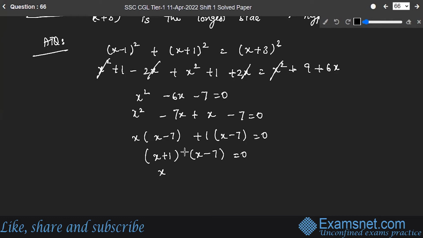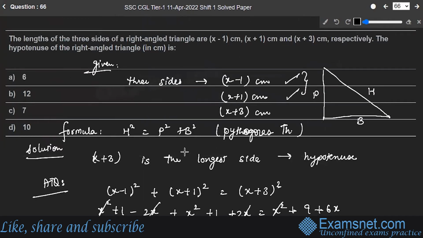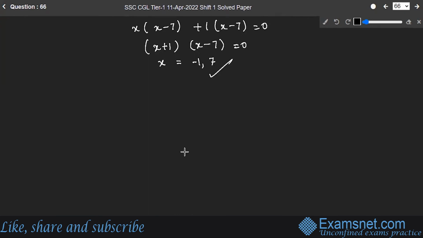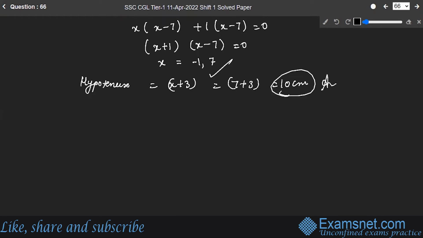So that means x can be minus 1 or 7. You can't have a negative value for x, so I will ignore that value. What will be the value of x? It will be 7. So now, what do you have to find out in the question? The hypotenuse. We saw the hypotenuse is the longest side, and the hypotenuse was x plus 3. So this is equal to 7 plus 3, which is equal to 10 centimeters, which is your answer to the problem. Let's check the options.